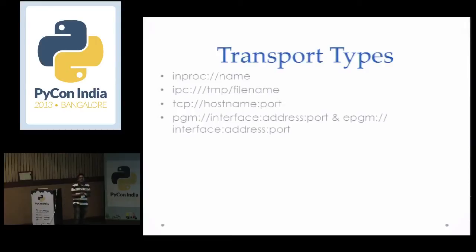So you have a single process, and you have like 100 threads in that, and you want to communicate between these threads. You can use in-proc protocol, or you can use IPC, that is inter-process communication. If you have multiple processes running on the same machine, you can use the IPC transport. And PGM or EPGM is a very smart multicast protocol. It is very similar to the publish subscribe pattern that we saw.